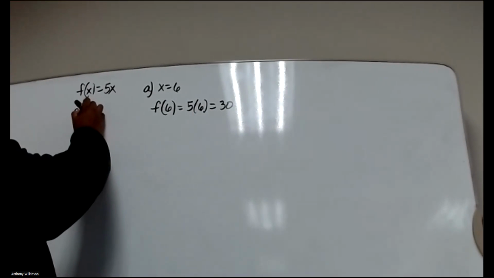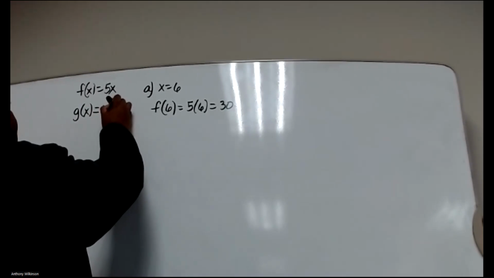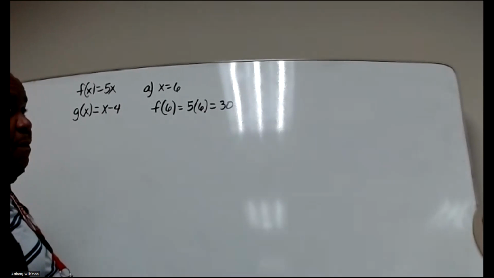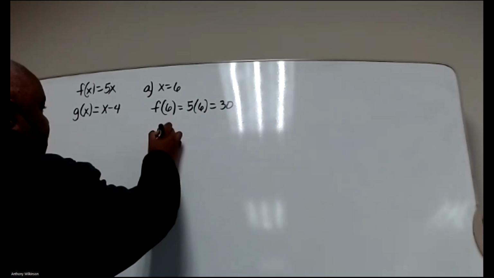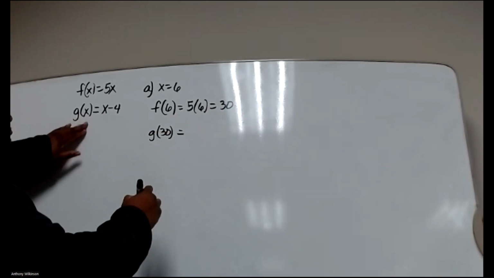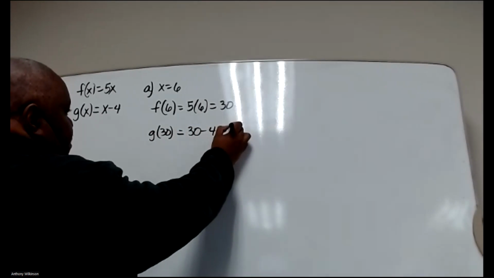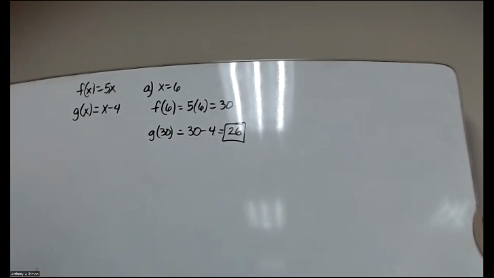And then we got our g of x. In this case, that's going to be x minus 4. And here this time, what we got for f of x, which was 30, will become the x for g of x. So that means g of 30. And g of x is x minus 4. So what's 30 minus 4? 26. So that will be the output for g of f of x. Questions on part A?